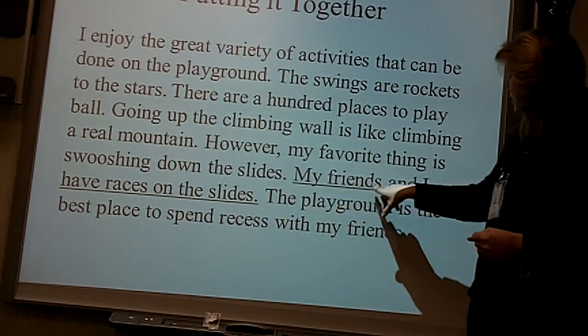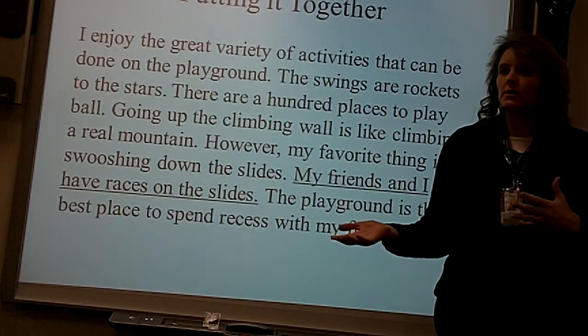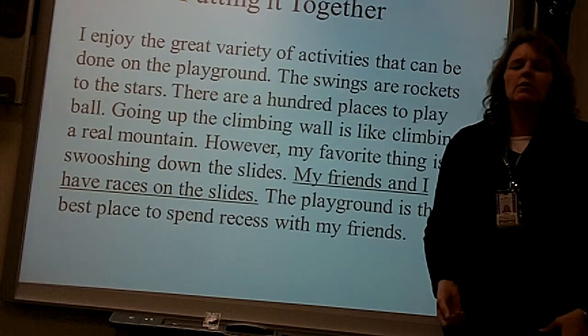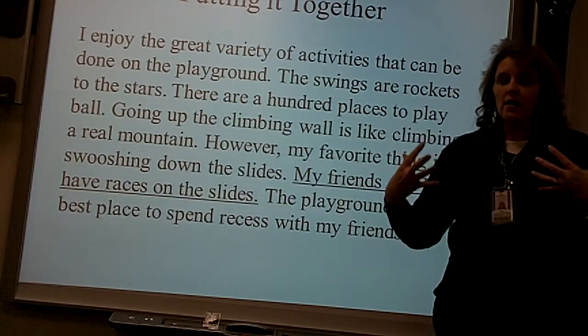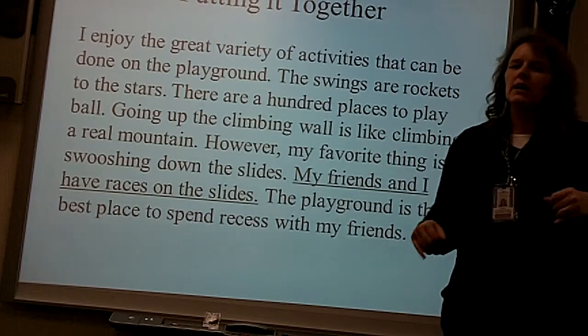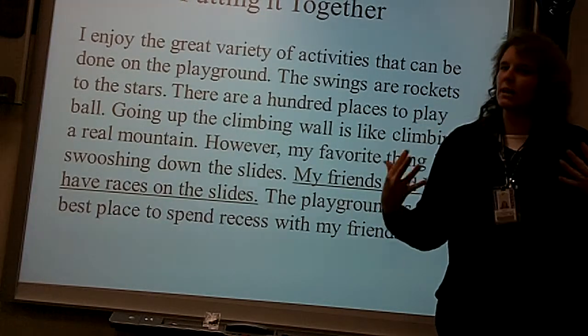But notice right here, I pointed this out. My friends and I have races on the slides. Have I changed that sentence at all? No. I don't really need to. You don't have to have figurative language in every single sentence. You just want to sprinkle it here and there. You want to put it in there to where people can see it, but it doesn't have to be everywhere.